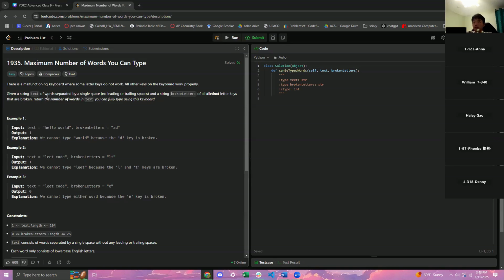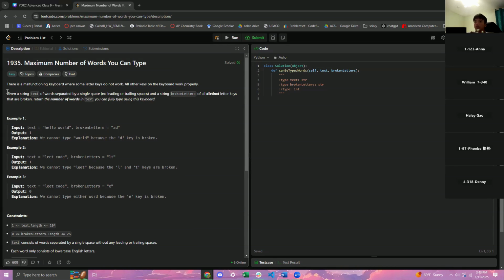So, given a string text of words that are separated by a single space, please make sure you read the whole problem. This tells you how the text is formatted: the words in the text variable are separated by a space. For now, I can help you guys. I know the problem statement, so you can ask me what the problem is saying. But when you're doing problems yourself, please make sure you are reading the whole problem.